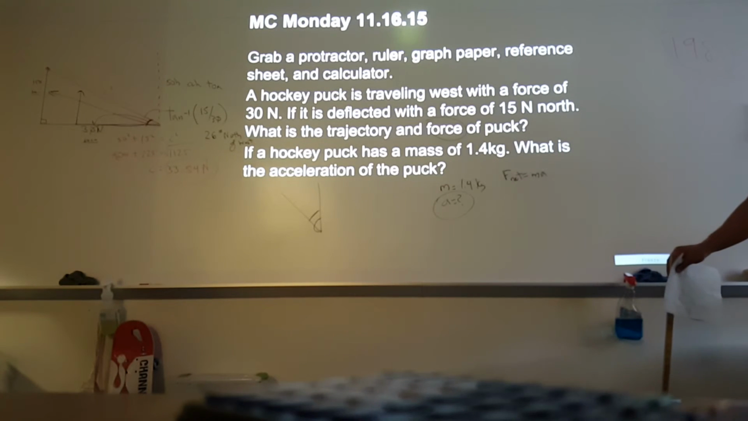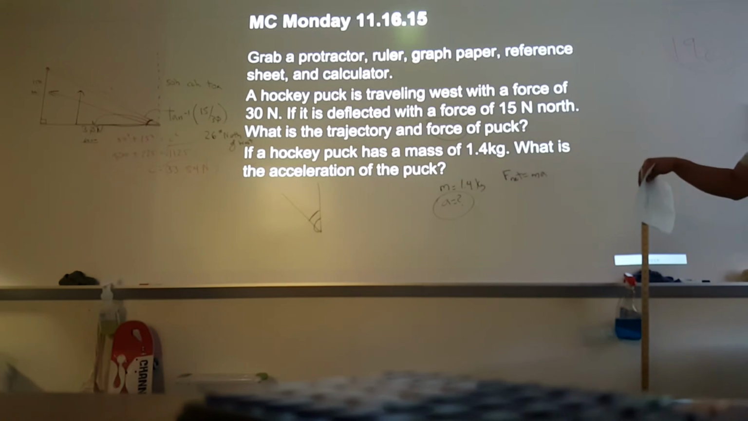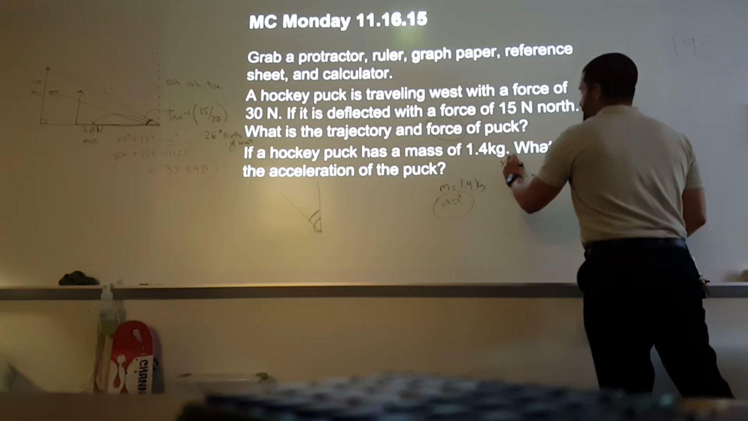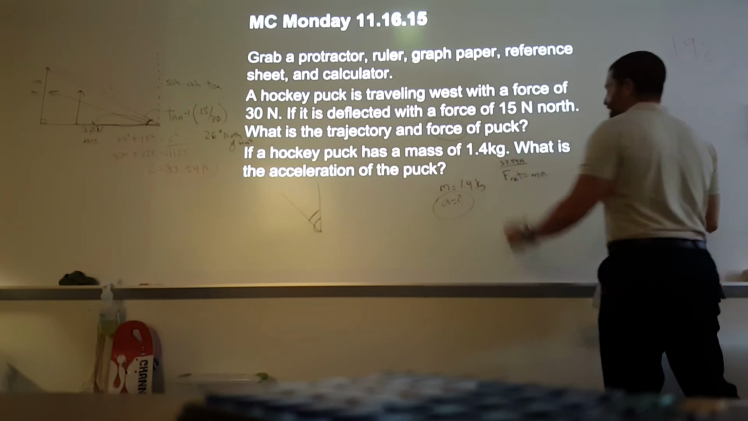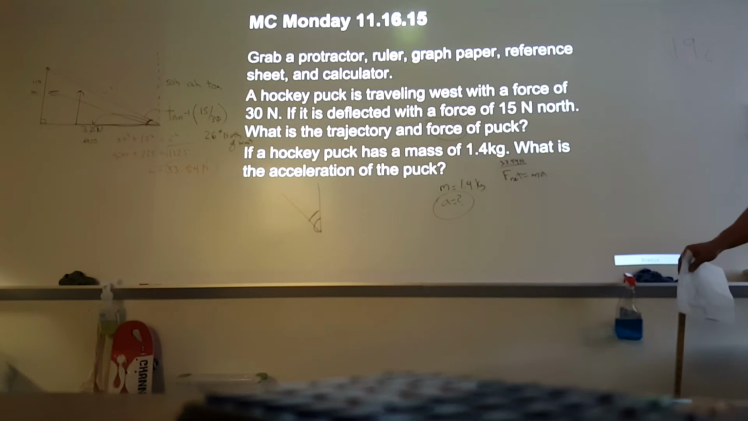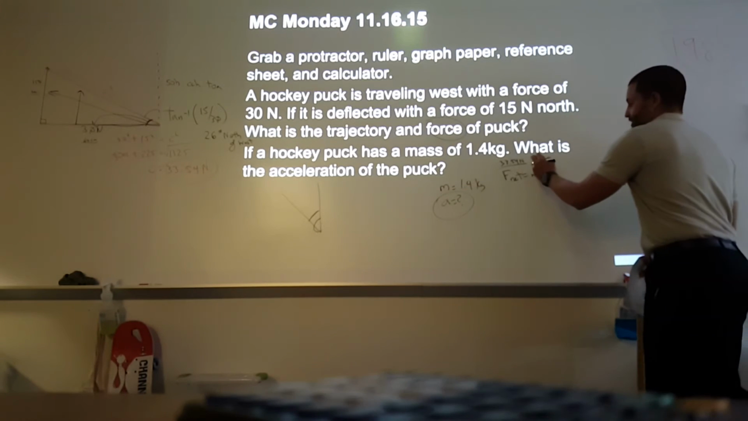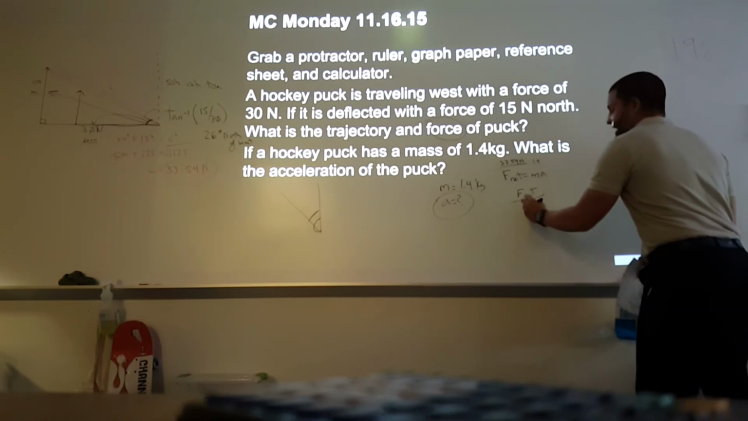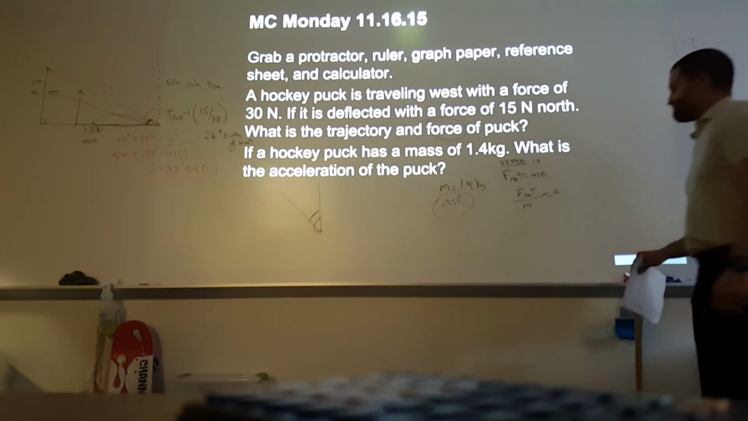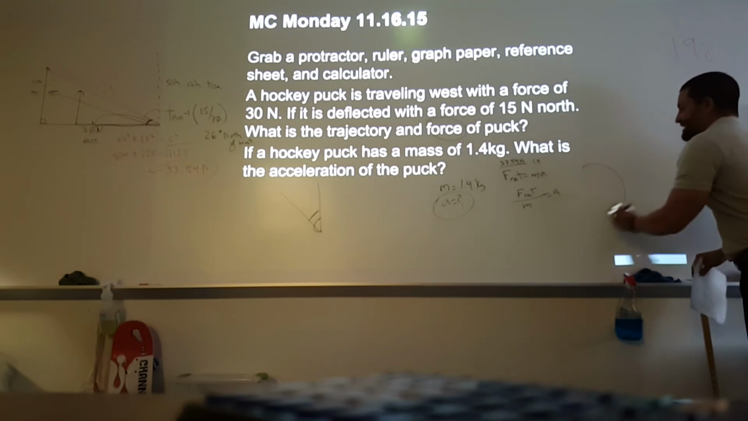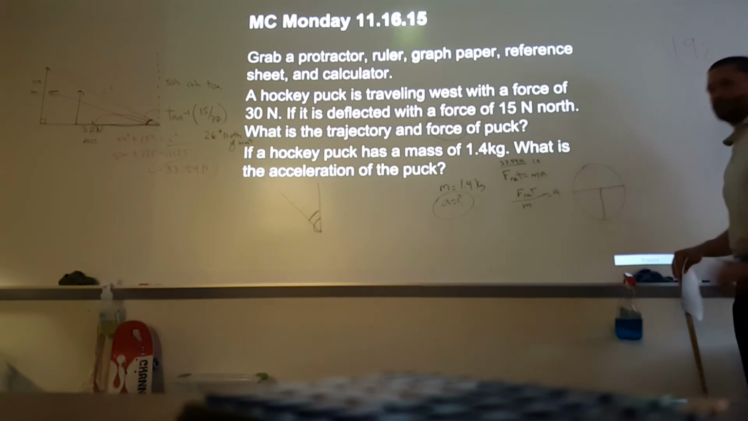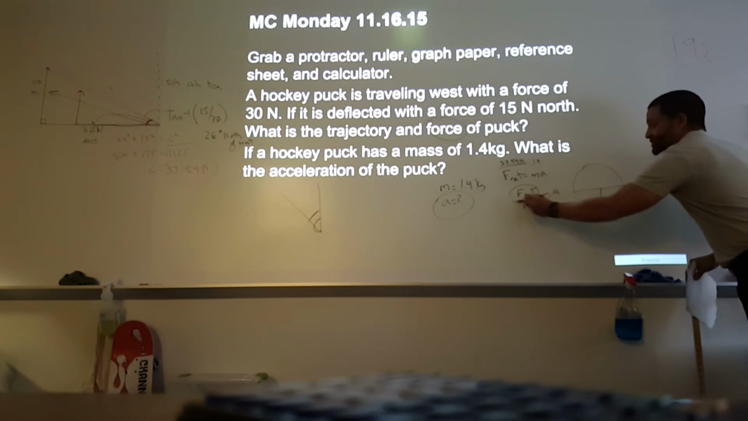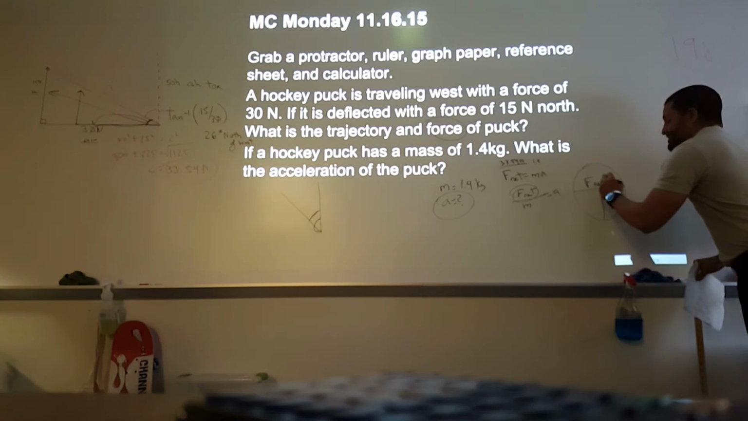I found the force, right? The force is 33.54 newtons. Now, I know the mass, which is 1.4. So I want to solve for a. All I have to do is divide by m. How do I set this up in a pie chart? F net always goes on top. The numerator in the fraction always goes on top.